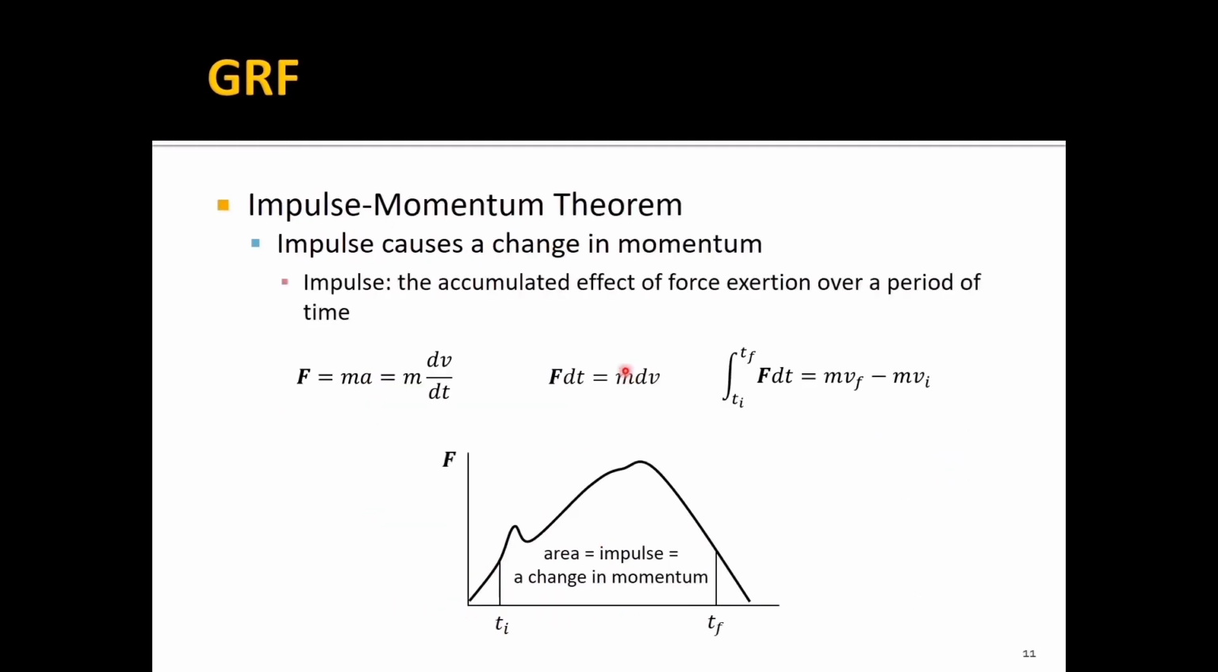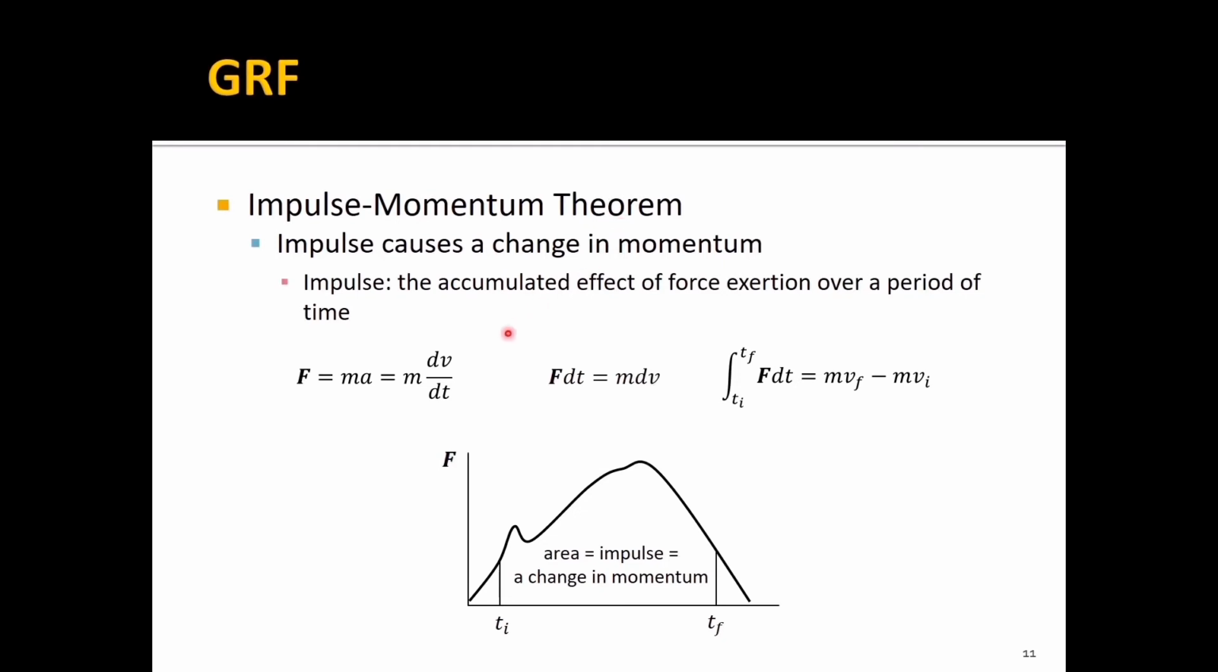Ground reaction force can also be used to explain the impulse and momentum theorem. And this theorem tells us that the impulse causes a change in linear momentum. Impulse can be defined as the accumulated effects of force exertion over a period of time. And when a researcher wants to know the influence of a force that changes over the duration of the application, this impulse momentum theorem becomes very useful.